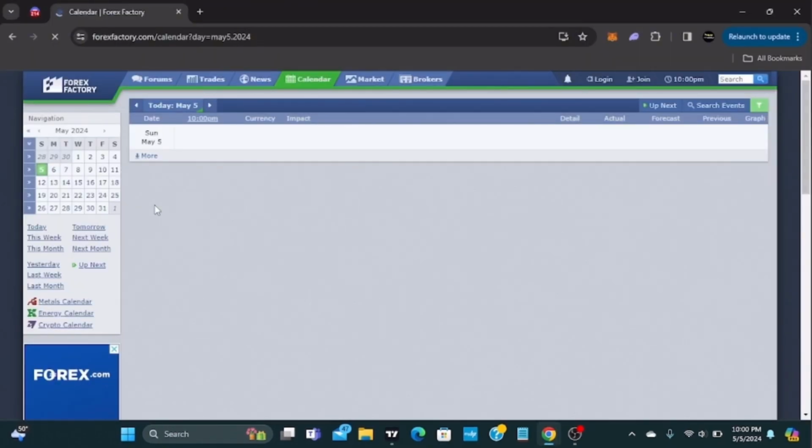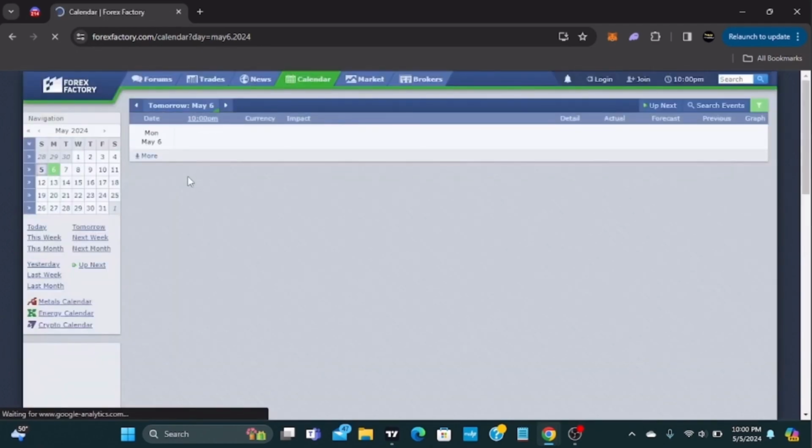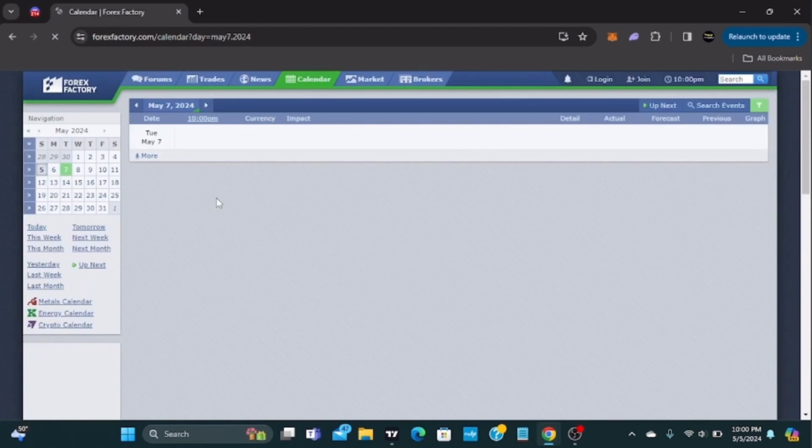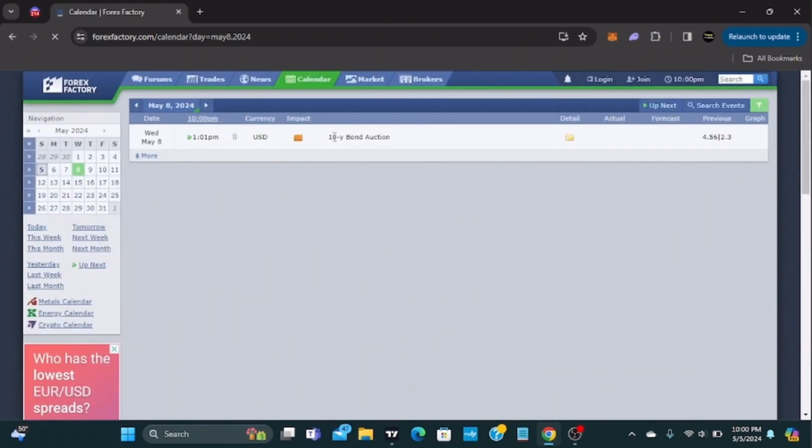Like I said, I'm going to be going over the economic calendar for this upcoming trading week on Forex Factory. On Monday, May 6th, there's no economic news whatsoever, so it's a green light to trade. On Tuesday, May 7th, there's also no news, so it's a green light to trade. On Wednesday, May 8th, there is medium impact news, the 10-year bond auction, but we can still trade on this day because this is not very high impact and it doesn't influence the markets as much.